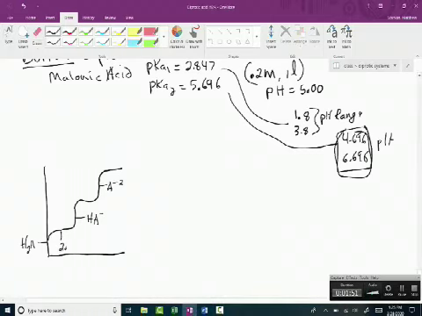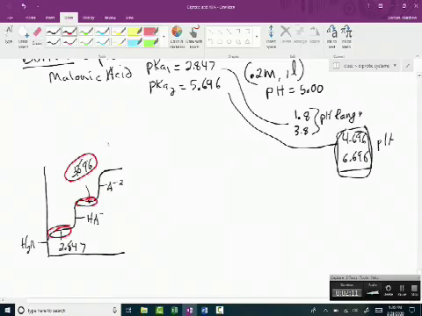This pH in our system is going to be a pH of 2.847, and this pH is 5.696. And these are the buffer ranges, here and here. If I get outside of that buffer range, I no longer have a buffer, and it's not good. So that's the first thing I do.